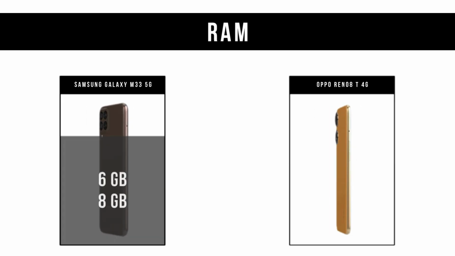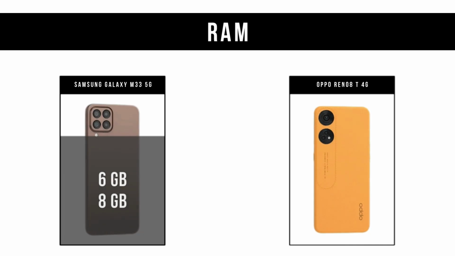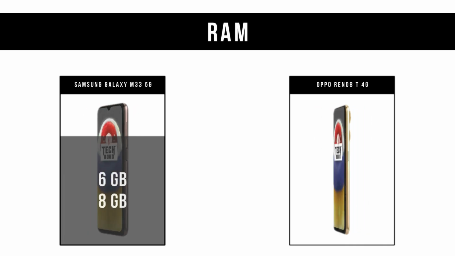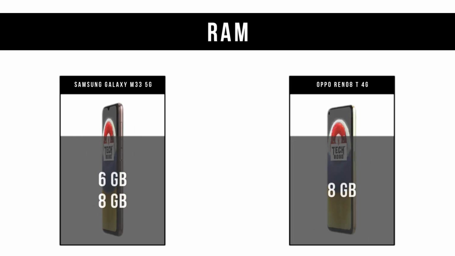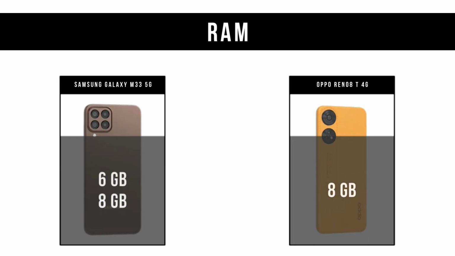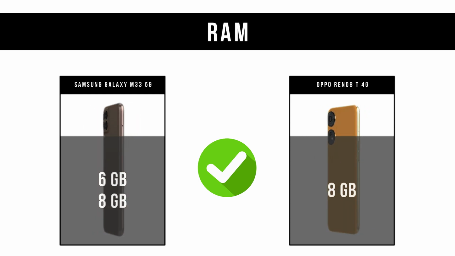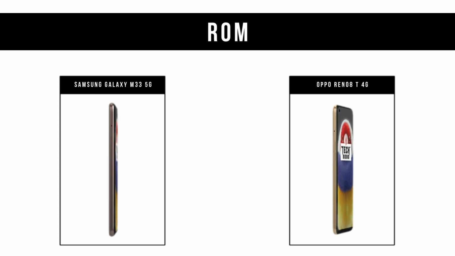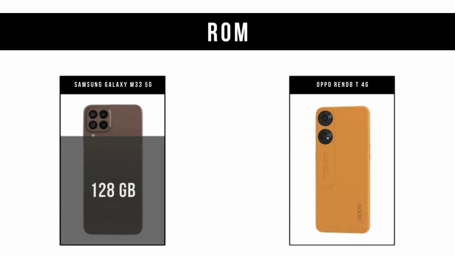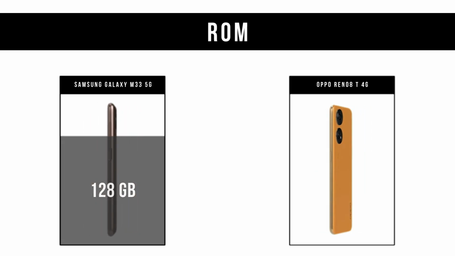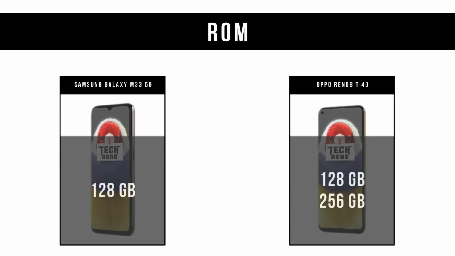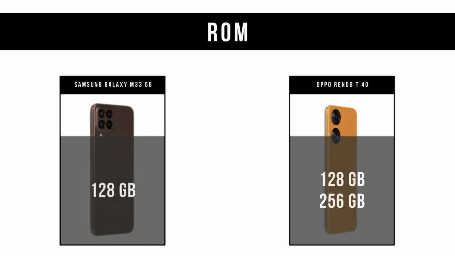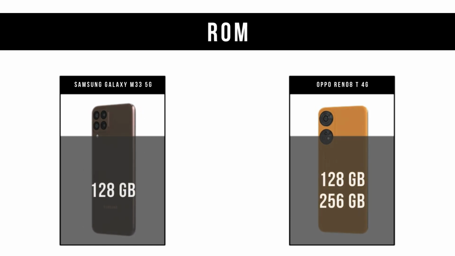RAM. Samsung Galaxy M33 5G is 6GB and 8GB. Oppo Reno8 T4G is 8GB. ROM. Samsung Galaxy M33 5G is 128GB. Oppo Reno8 T4G is 128GB and 256GB.